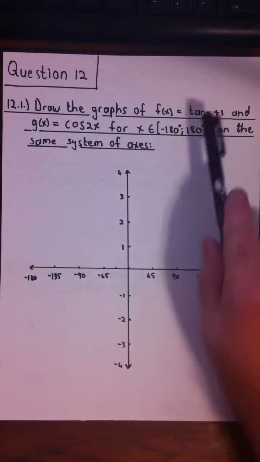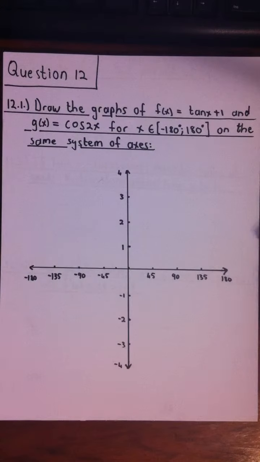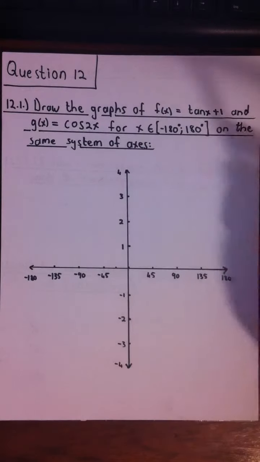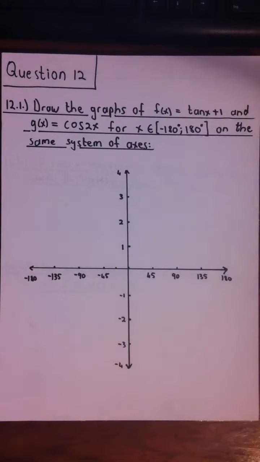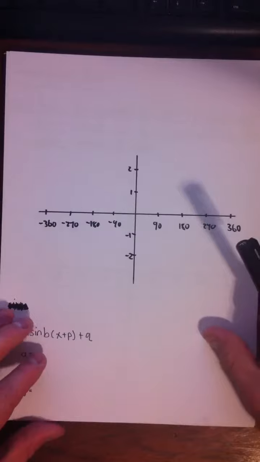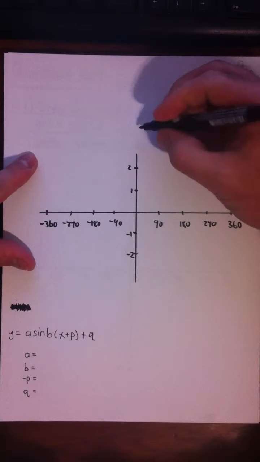What I like to do when drawing these types of graphs is I like to just draw the basic graph of whatever it is, tan or cosine or sine, whichever ratio they give me, and then adapt it to the extra numbers that they put in there. So let's see tan x. What does the basic graph of tan x look like?